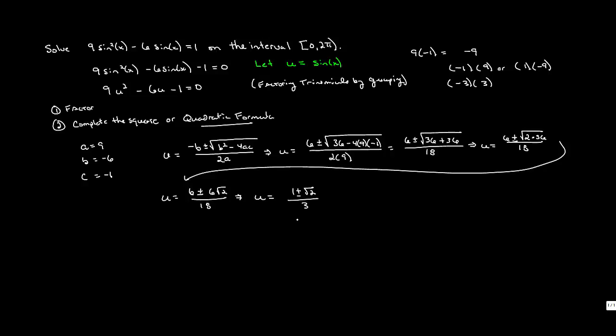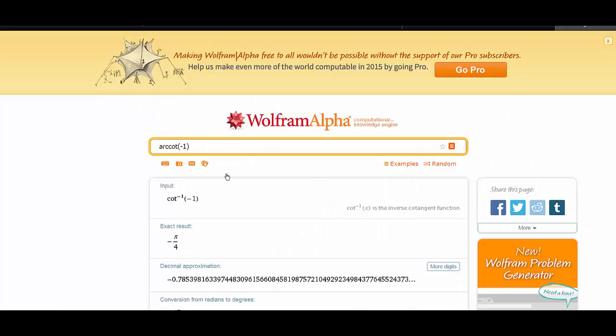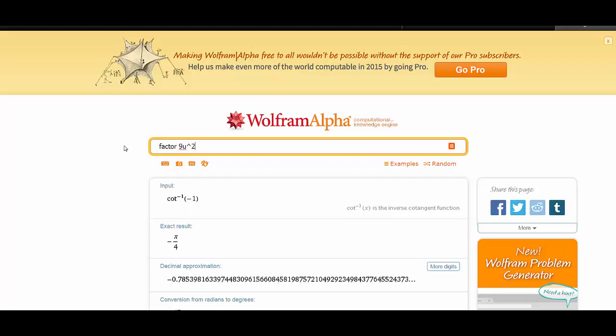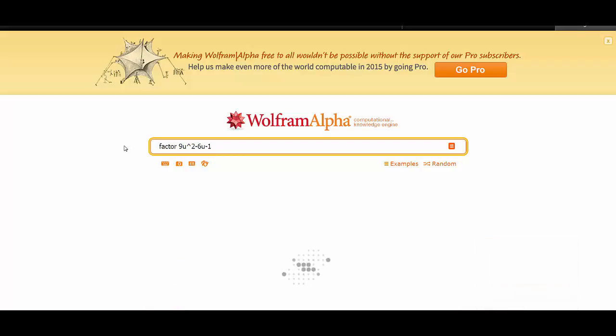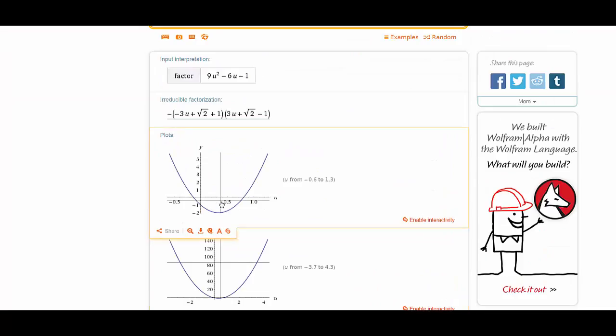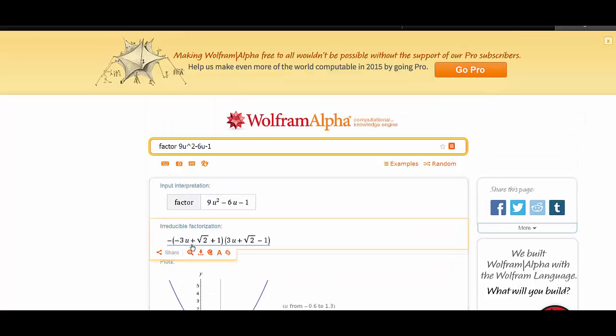So there's 2 answers there, right? And now I'm just going to go ahead and check to make sure that we've worked our way all the way down here correctly. So I'm just going to grab a quick program like this. I'm going to say, go ahead and factor 9u squared minus 6u minus 1. Okay. Now it gave me something ugly in here, right? So this isn't really something that's easy to work with.